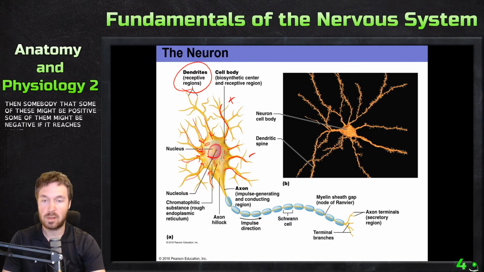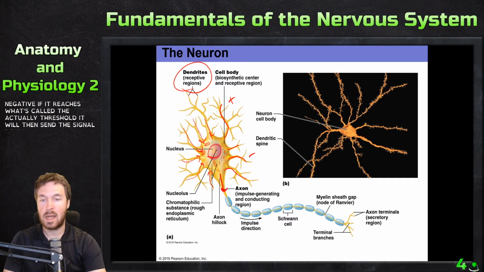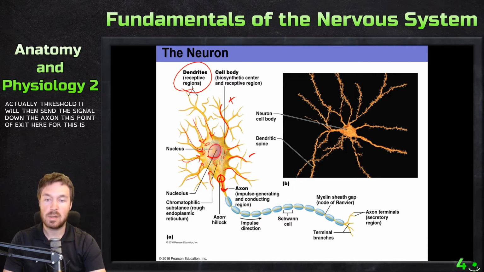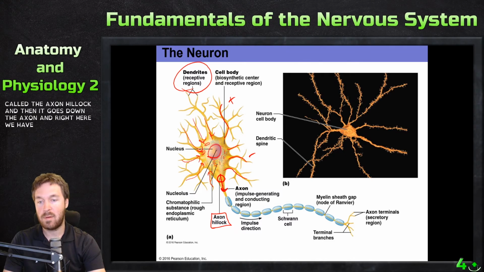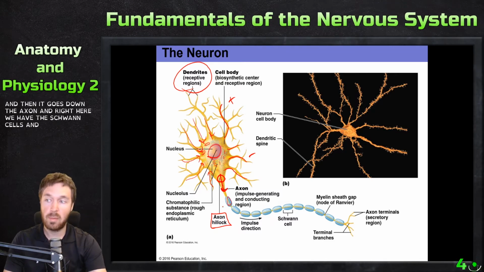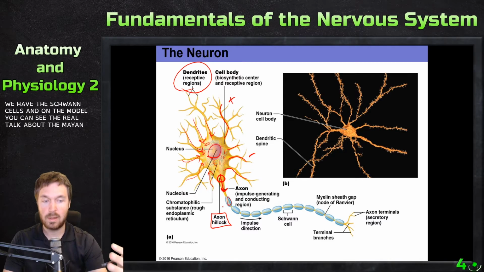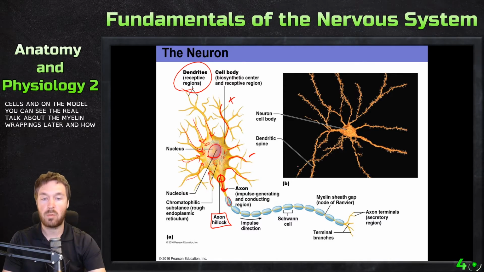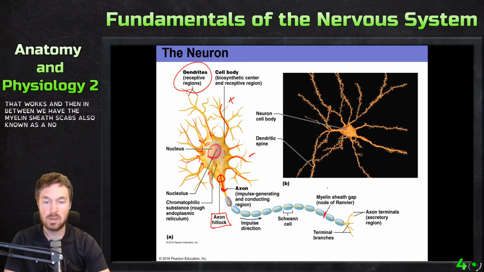If it reaches what's called the threshold, it will then send the signal down the axon. This point of exit here is called the axon hillock. And then it goes down the axon, and right here we have the Schwann cells. On the model, you can see that we'll talk about the myelin wrappings later and how that works. And then in between, we have the myelin sheath gaps, also known as the nodes of Ranvier.